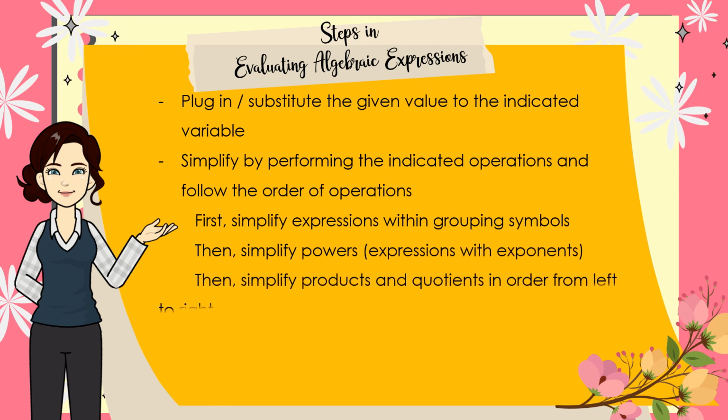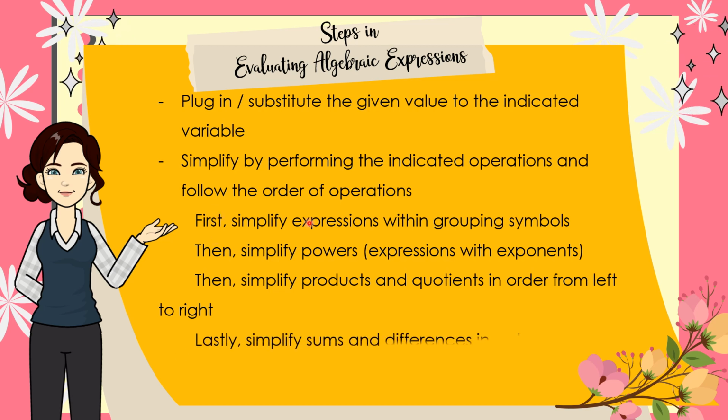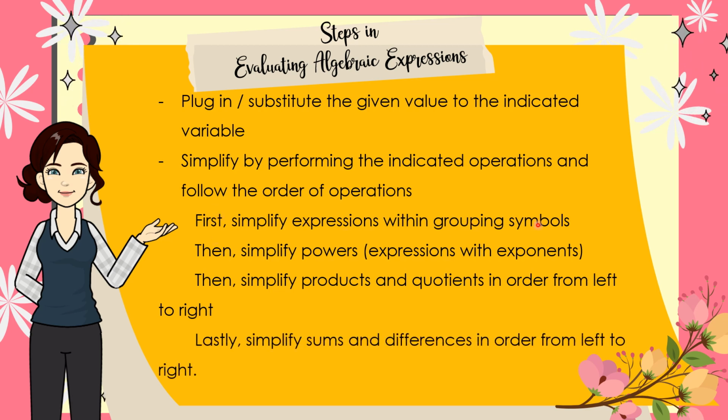First, simplify expressions within grouping symbols, such as parentheses, braces, and brackets. Then, simplify powers or expressions with exponents. Then, simplify products and quotients in order from left to right. Okay, take note of the direction. We are going to simplify products or quotients from left to right. And lastly, we should simplify the sums and differences in order from left to right also.